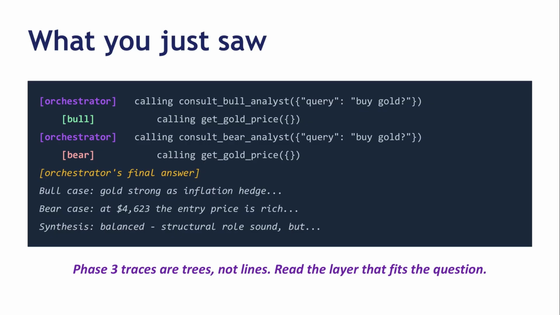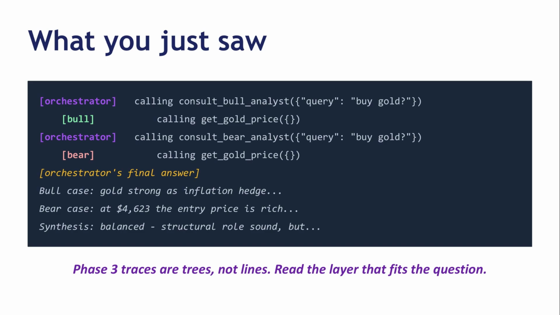Let me show you what just ran, annotated. The orchestrator's calls are the top layer. Each consult_bull_analyst line is the orchestrator dispatching to the bull. Inside that dispatch, the bull's own agent loop ran. That's the indented calling get_gold_price line. Same for the bear underneath.